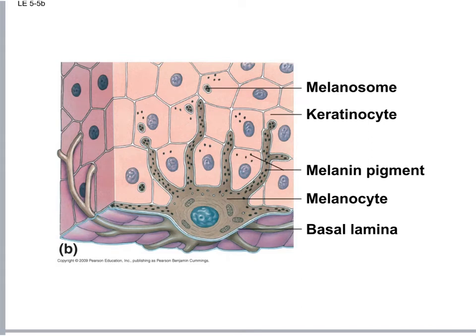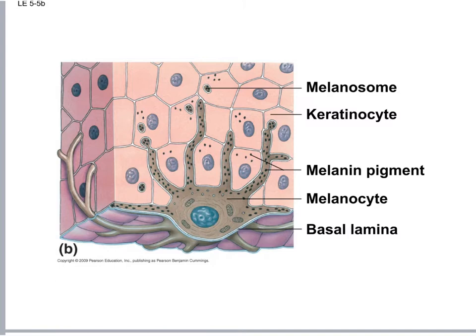Here we can see this is actually the stratum basal layer. You can see all of these normal looking cells in here. Those normal looking cells are the keratinocytes. You can see that they have a nucleus. And then you see this big cell right here called the melanocyte. The melanocyte is a normal cell, and it has these big extensions coming off of it.